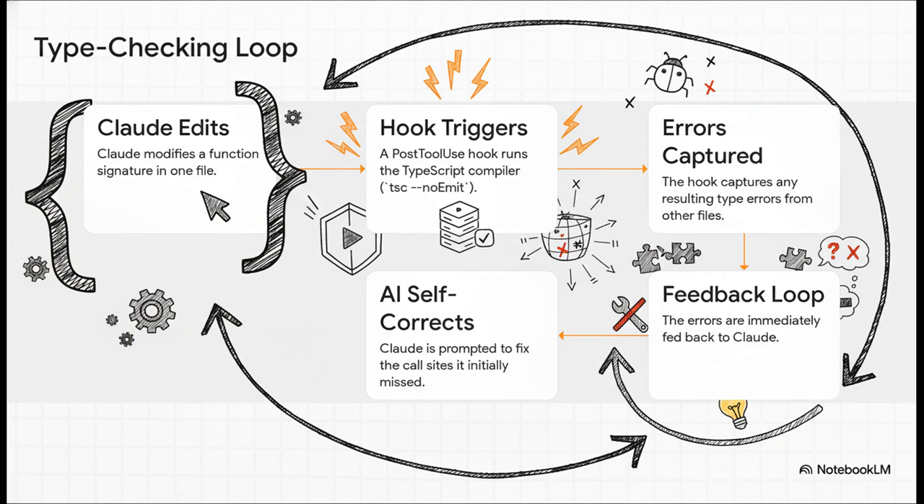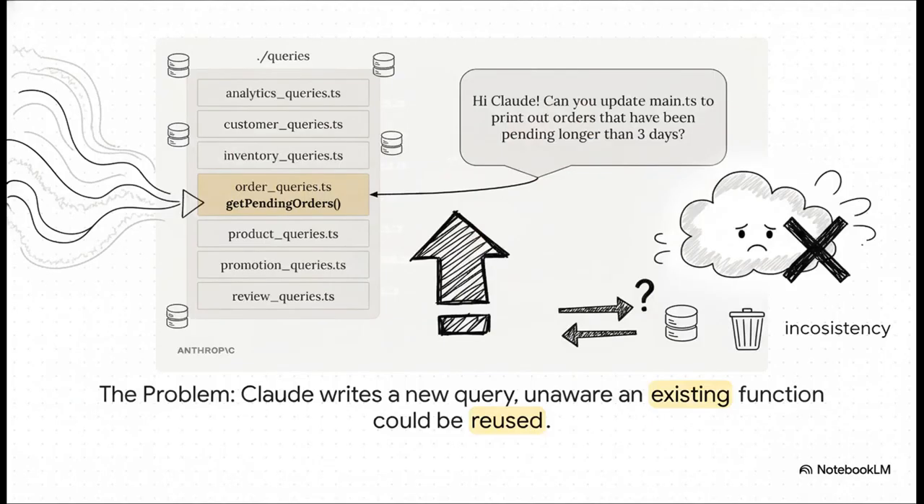Of course, the compiler finds all those broken call sites that Claude totally missed. The hook just grabs those error messages, feeds them right back to Claude, which then goes, oh, my bad, and immediately fixes the code it just broke. It's a completely automated feedback and self-correction loop. It's awesome. Now let's get a little more advanced.